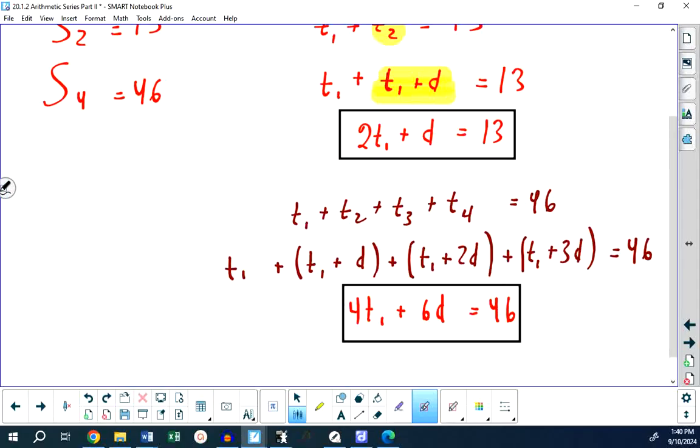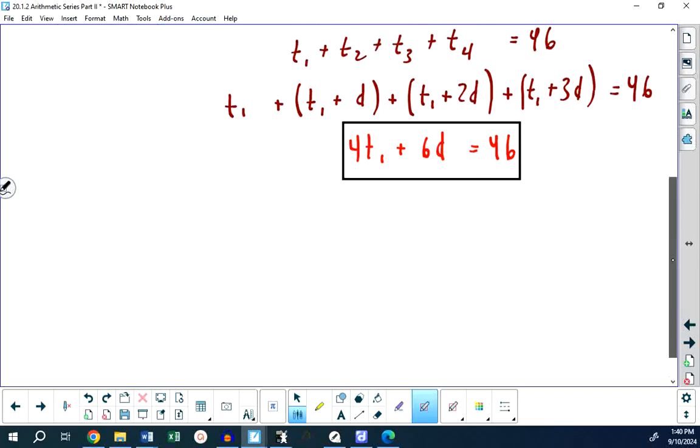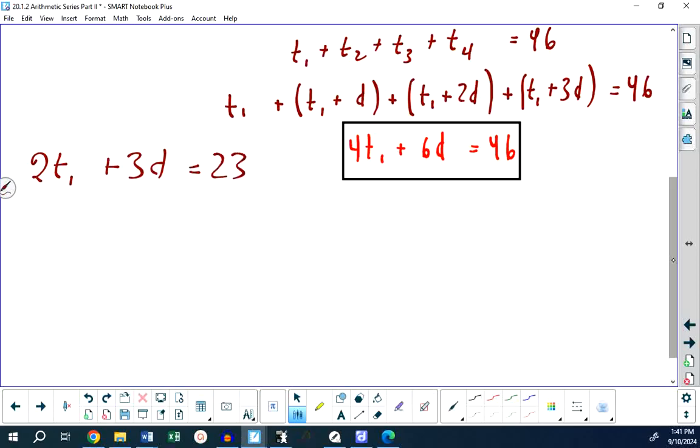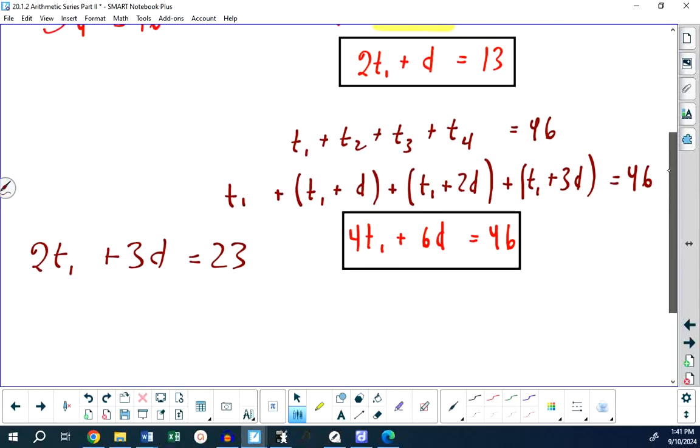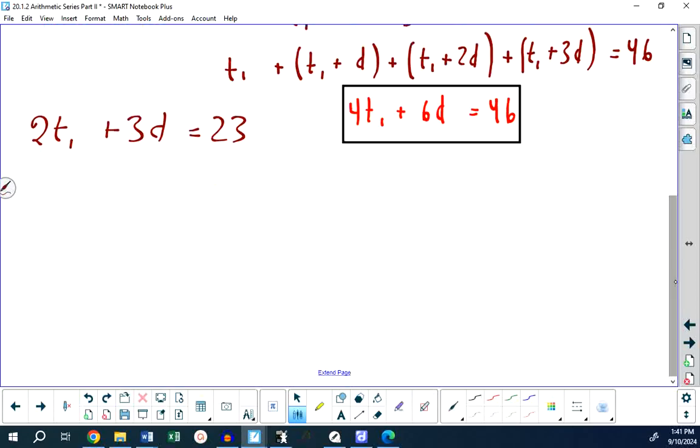The first thing I'm going to note, and I hope you see it, is that everything in this equation is even, so I can divide all of those terms by 2 and get a simpler equation. If I divide this equation by 2, it becomes 2t1 plus 3d equals 23. Can everybody please check my arithmetic there. I'm dividing everything by 2. Below that, I'm going to write the other equation, which is 2t1 plus d equals 13.